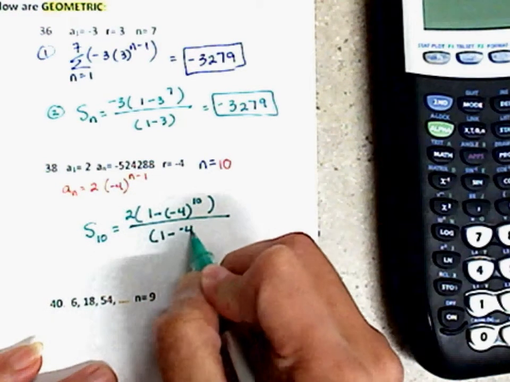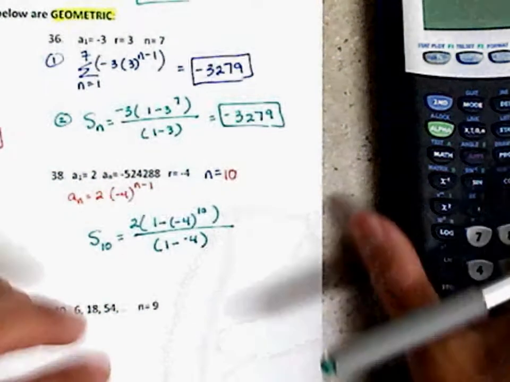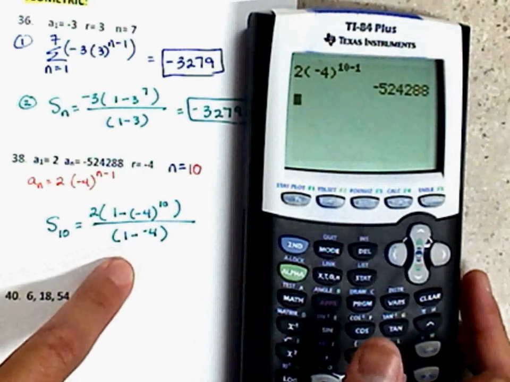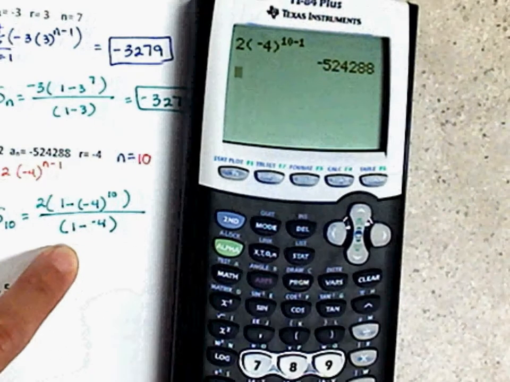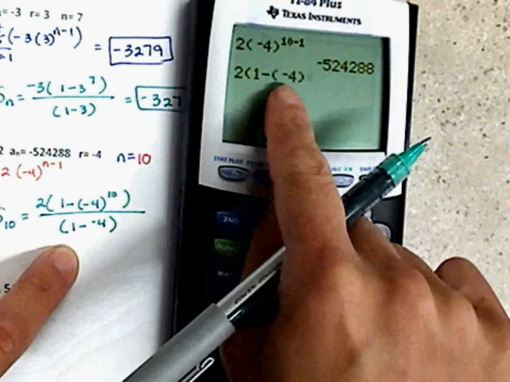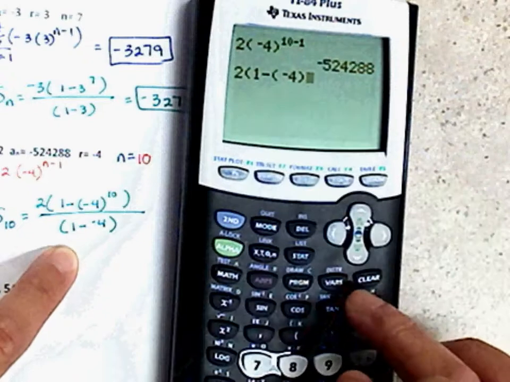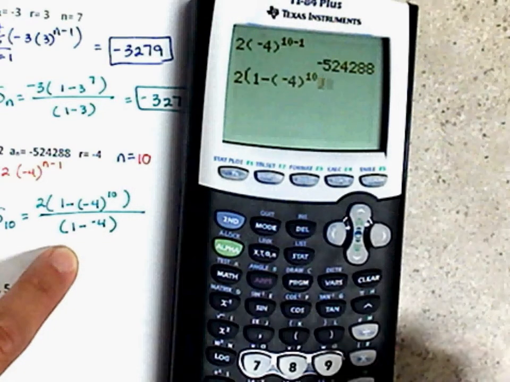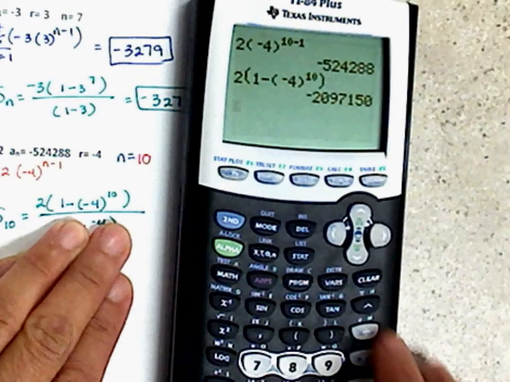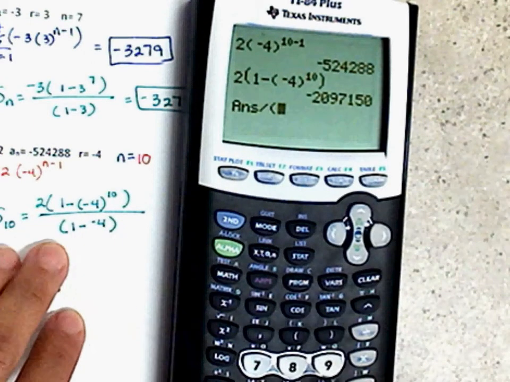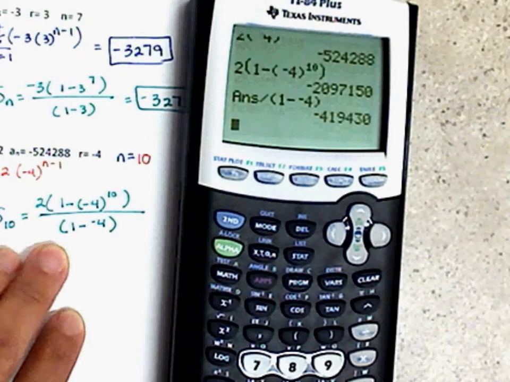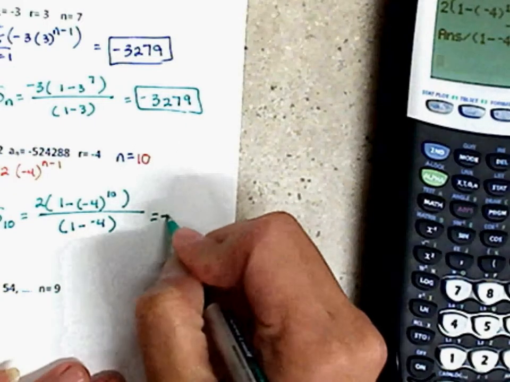Okay? So, a lot of you guys would probably do the sigma. If you do the sigma, that would probably keep you from messing up. So, here we go. 2 parentheses, 1 minus, parentheses, negative 4. Notice that's a negative, and there's your minus. Raised to the 10th, in parentheses. You see how they look exactly alike? Enter, divided by, parentheses, 1 minus negative 4. Okay? Comes out to be negative 419,430.